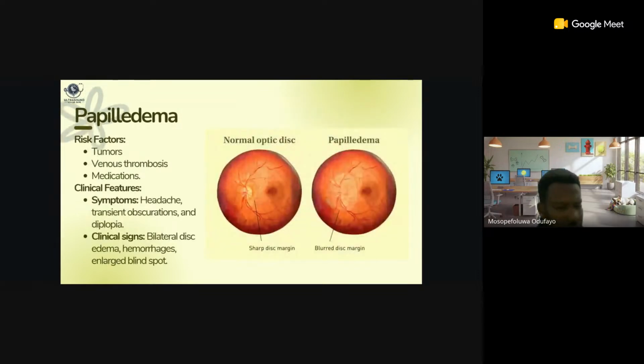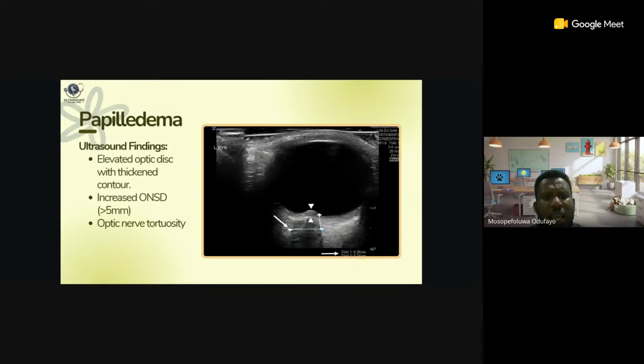Risk factors: tumors, venous thrombosis, medications. There could be headache, vomiting, projectile vomiting if there is associated raised intracranial pressure, transient obscuration or diplopia. Is that okay? So what are your findings? Elevated optic disc with thickened contour, and also the optic nerve sheath diameter could be thickened.